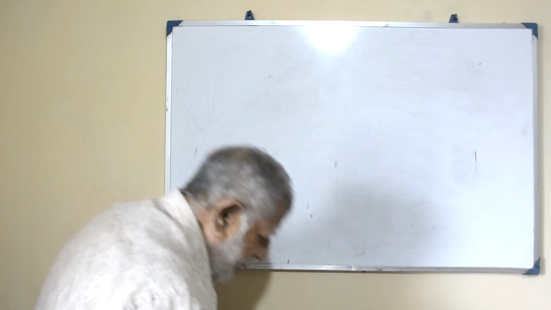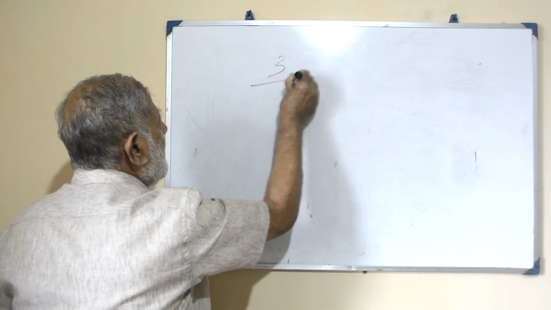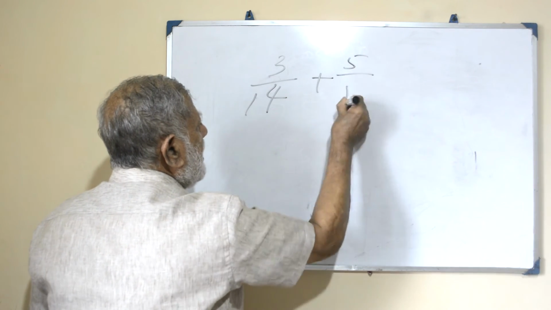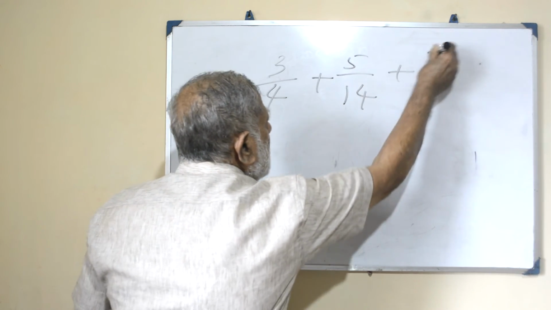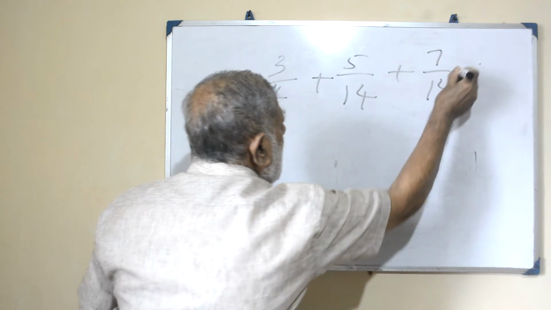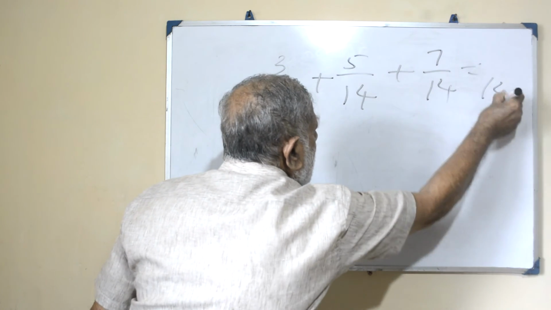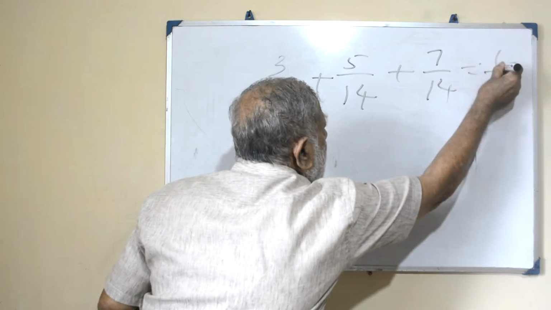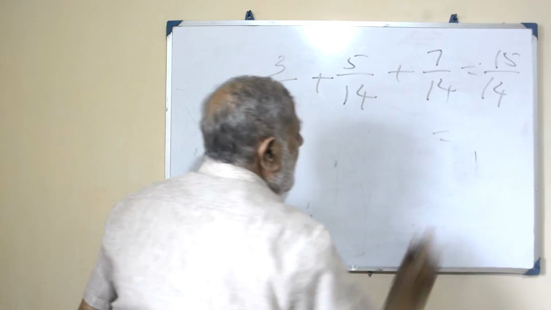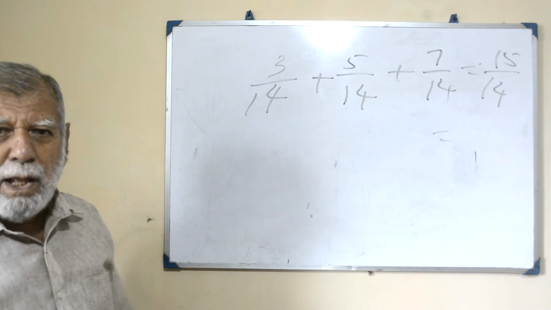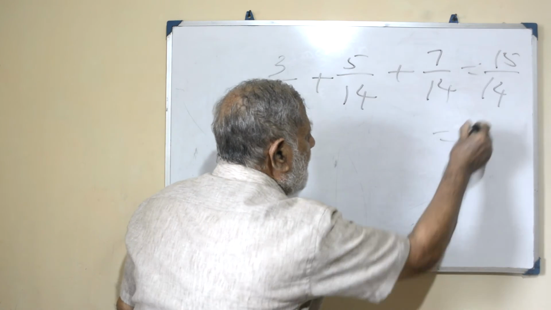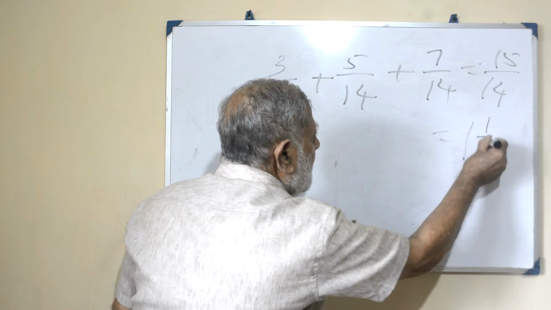Three numbers. 3 upon 14 plus 5 upon 14 plus 7 upon 14. So altogether 14 is the denominator. So 3 and 5, 8, and 7, 15 upon 14. 15 upon 14, we know that is an improper fraction. We make it a mixed fraction and we write it as 1 and 1 upon 14.